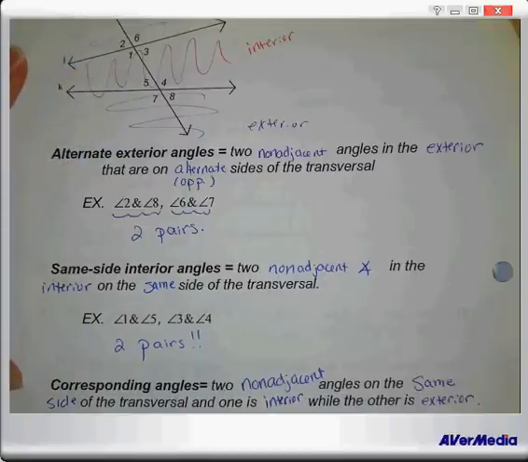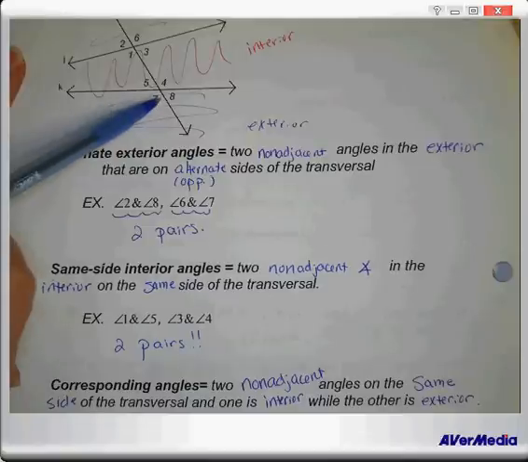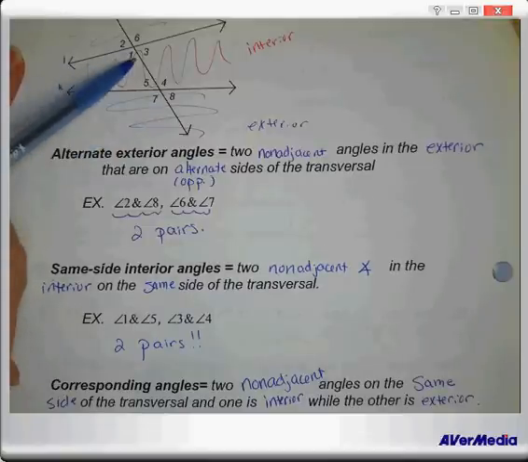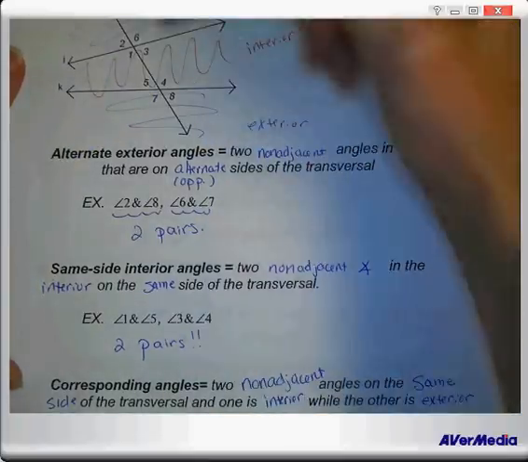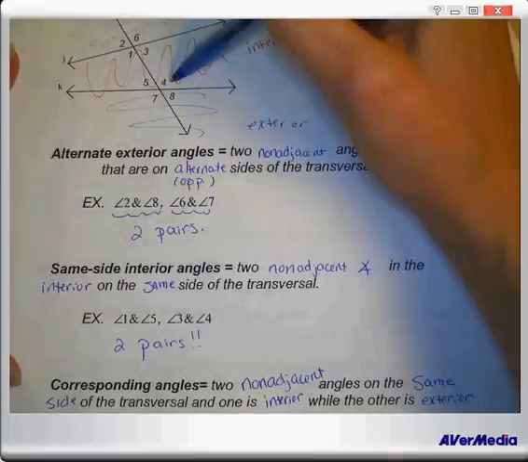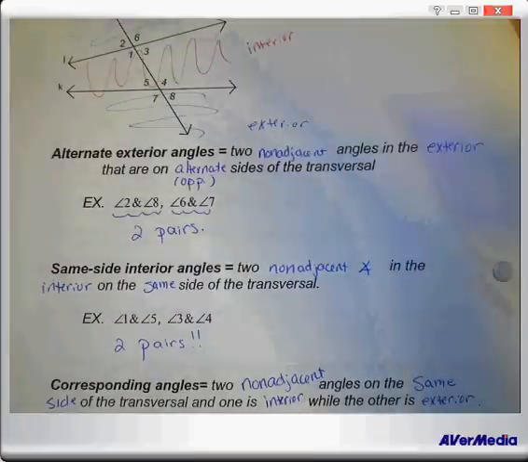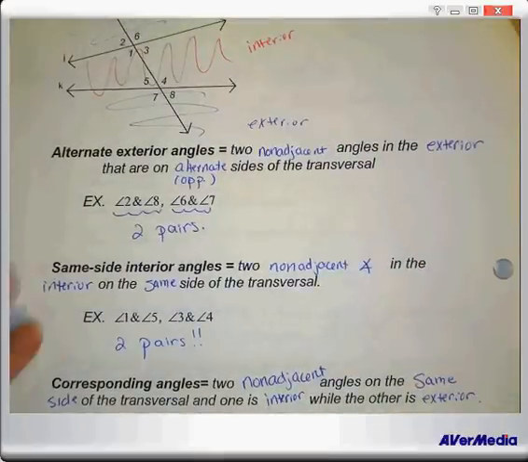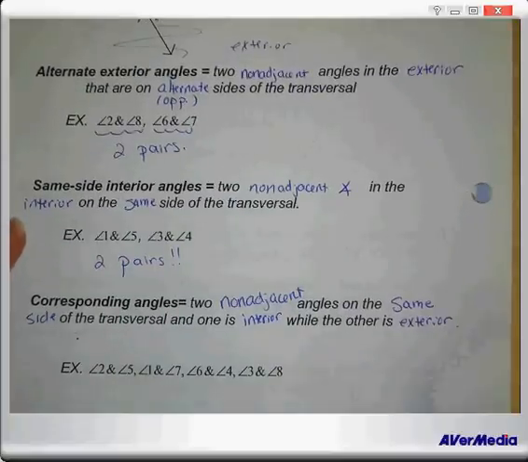Well, the same thing happens with 1 and 7. 7's my exterior, 1's my interior. They're on the same side. They also are non-adjacent. Same type of thing happens over here. We have 6 and 4 go together. 3 and 8 go together. In fact, when we work with these, they form kind of like an F shape.